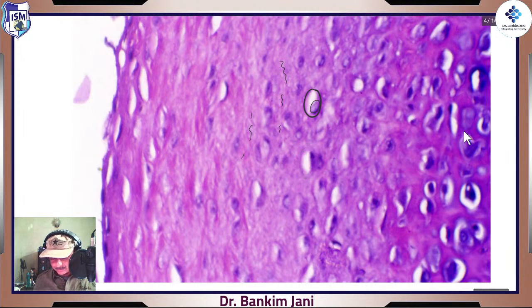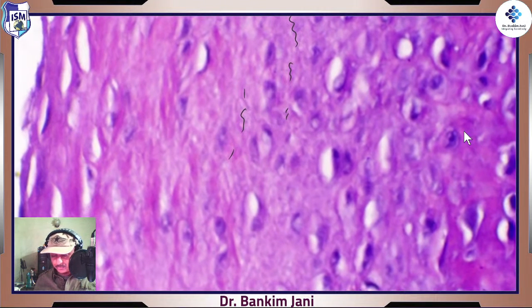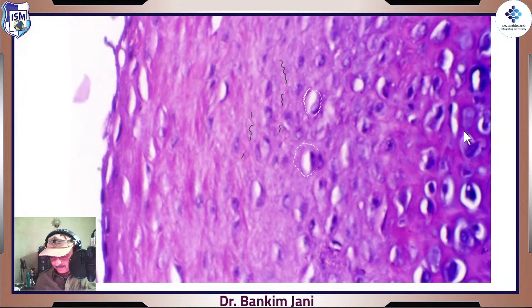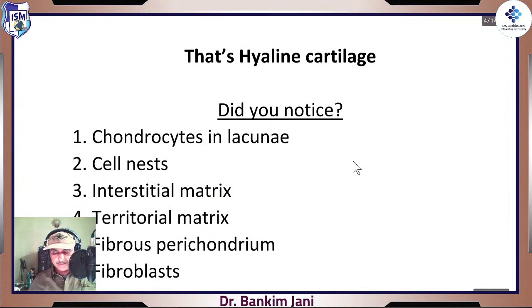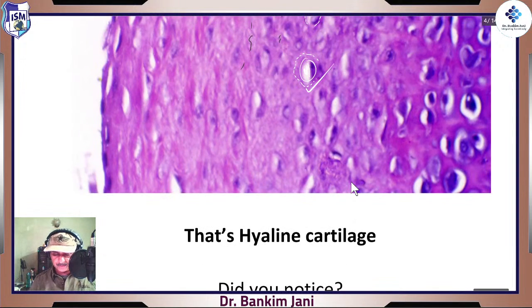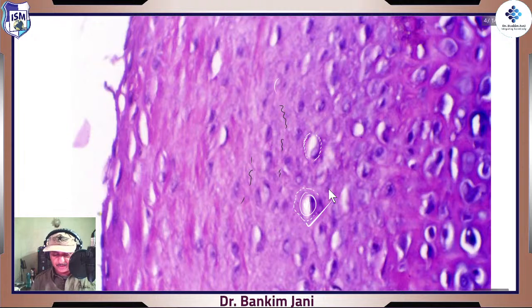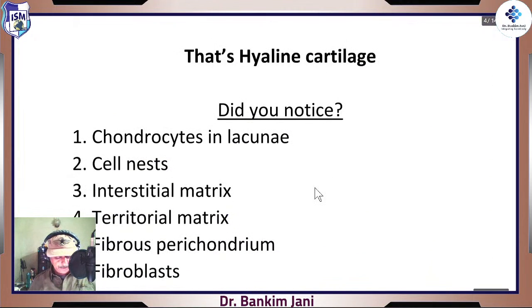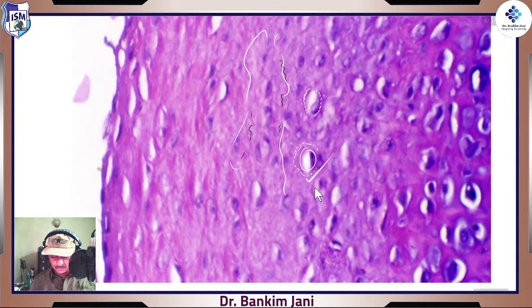Do you appreciate that around? Now I'll erase this so that you can appreciate it. I'll just zoom it a bit. Can you see that there is a dark area around the nest? That is interstitial matrix. So that's hyaline cartilage. So chondrocytes in lacunae, yes, we saw that. This is what is called the lacunae. This is the space. Cell nest, so the whole thing is called the cell nest. And we have got interstitial matrix. This in-between matrix is all interstitial matrix. And we have got territorial matrix. Very true, that's territorial matrix.